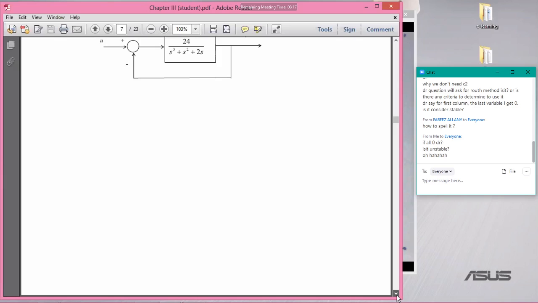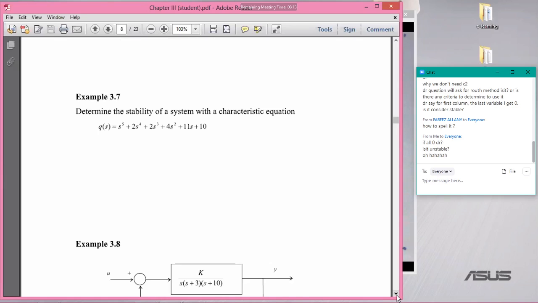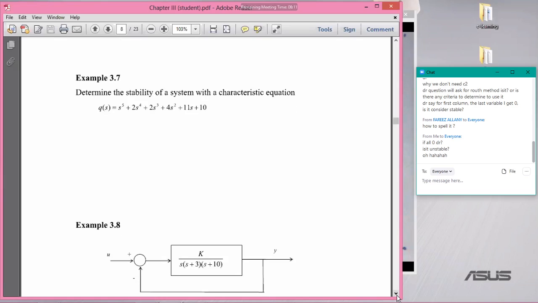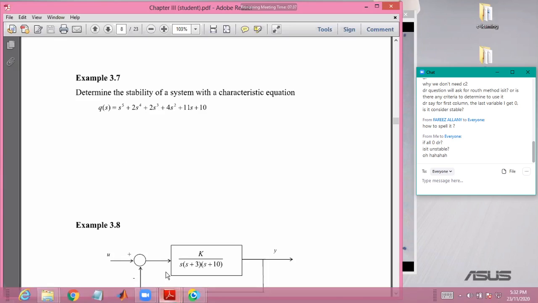But just when you think that you know how to answer the question, most of the time we are not that lucky. There's always something lurking behind us that sometimes determines our luck, whether we can do it or not. See what happened if one of the elements in the first column is 0? Then you cannot proceed because the multiplier now becomes -1 divided by 0. Or in case this example 3.7 here.